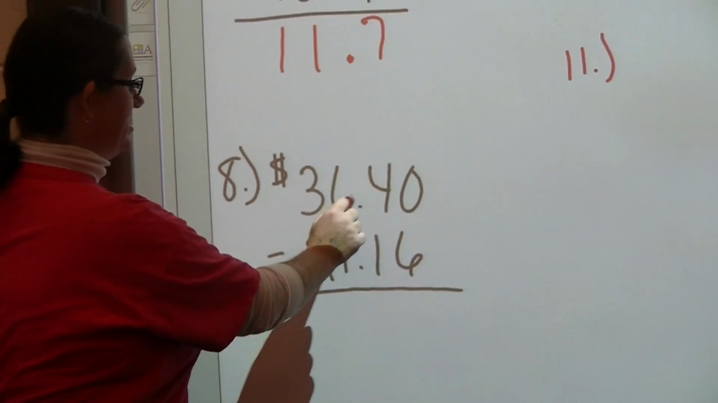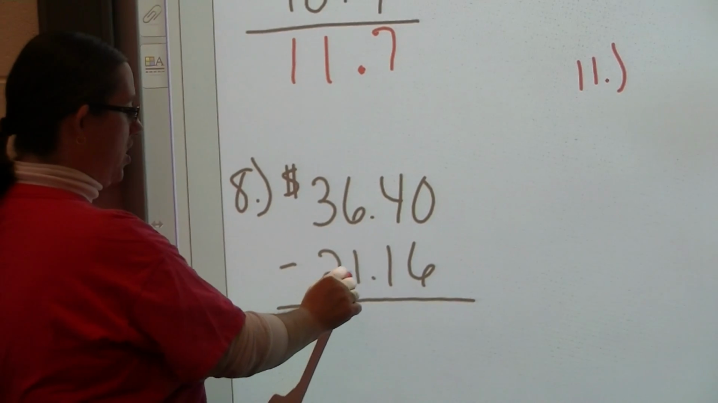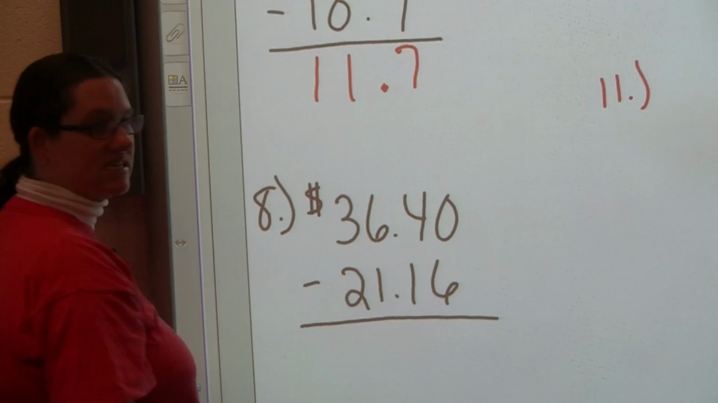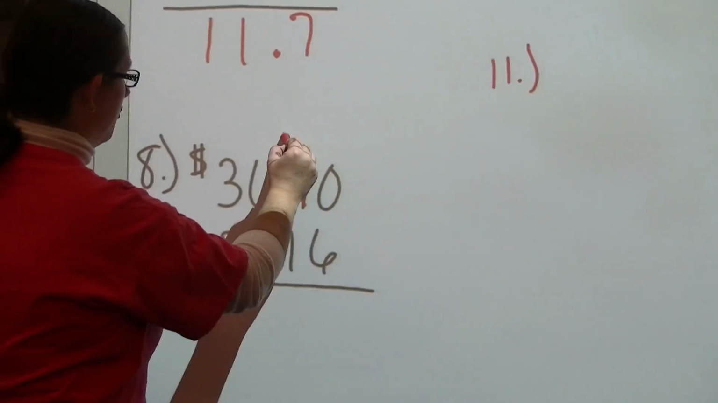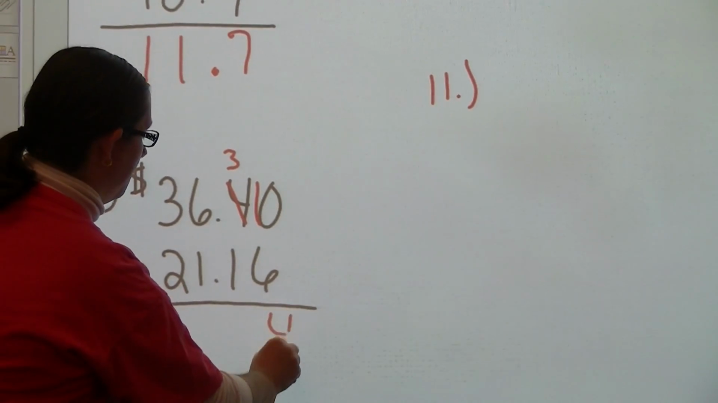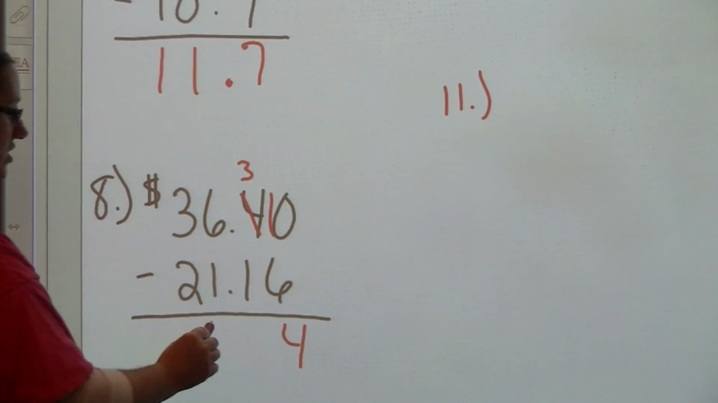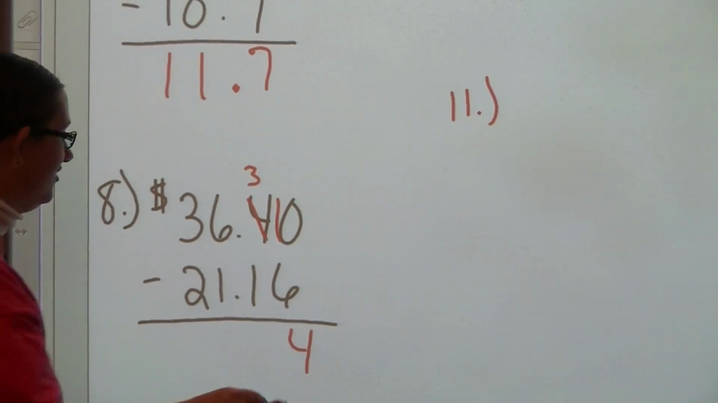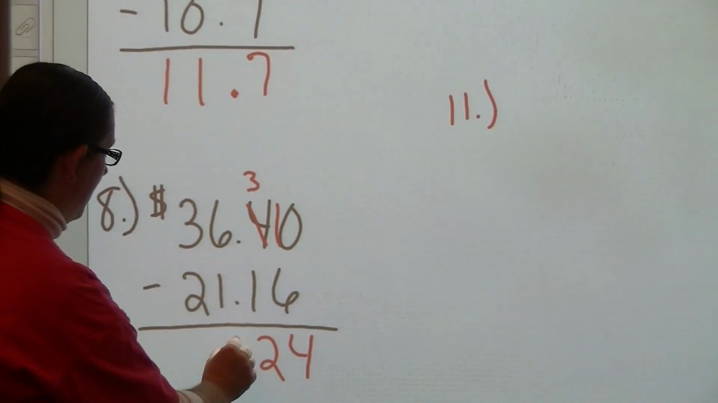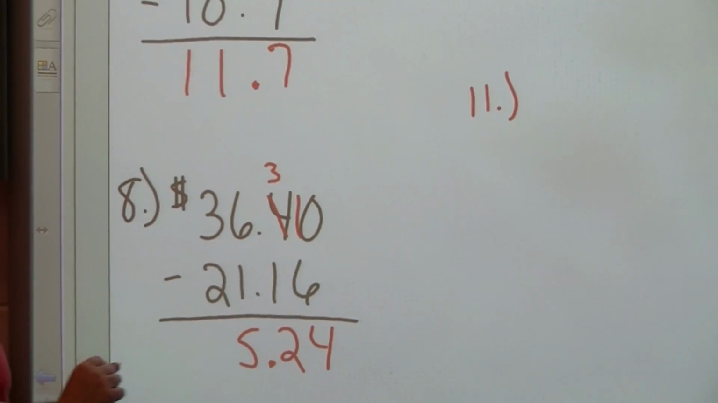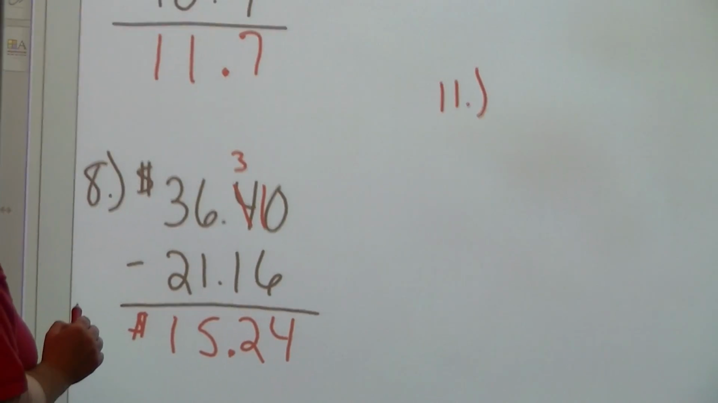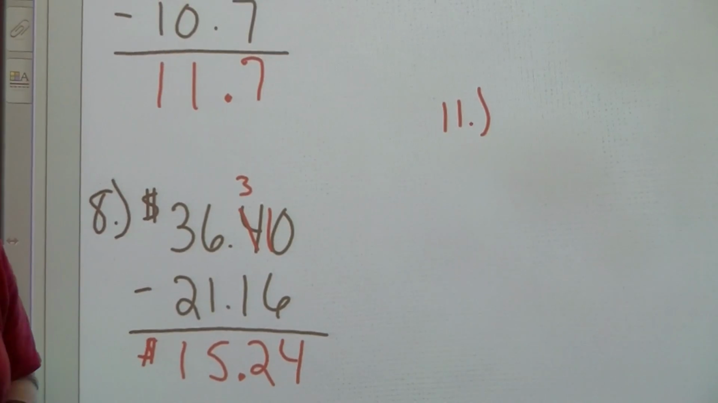Last one together here, $36.40, take away $21.16. Can we do 0 take away 16? We cannot, so we borrow. 4 becomes a 3, this becomes the 10. 10 take away 6 is 4, good. 3 take away 2, 3 take away 1 is what? 2, put your decimal. 6 take away 1 is 5, and 3 take away 2 is 1. So our final answer is $15.24. All right, good job, 5th grade.